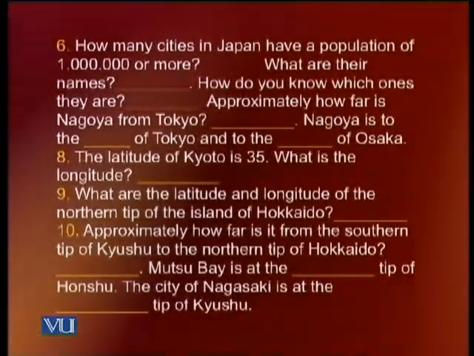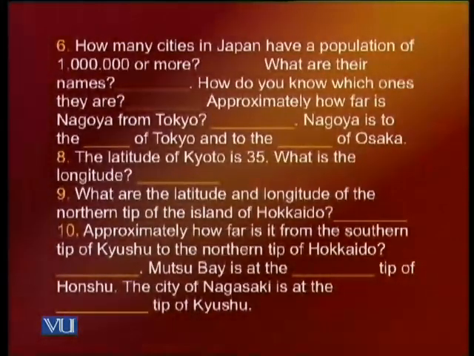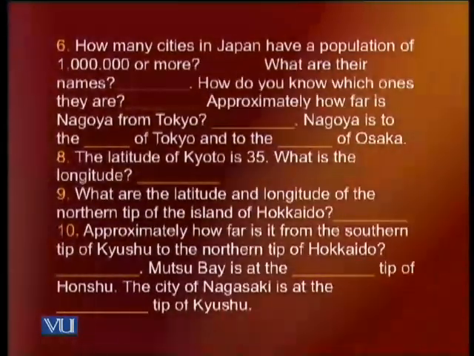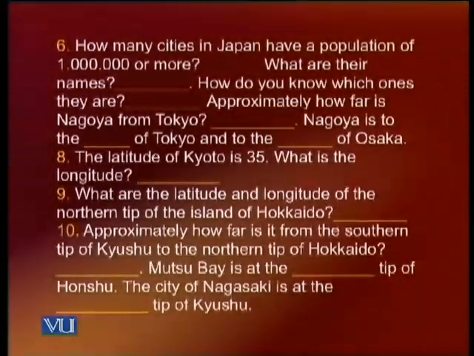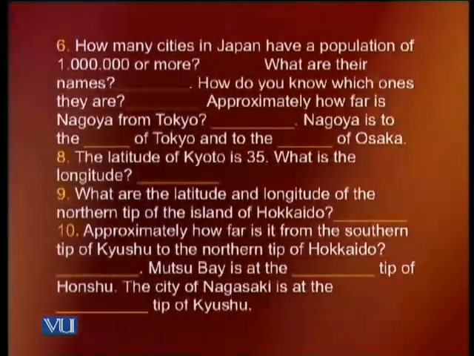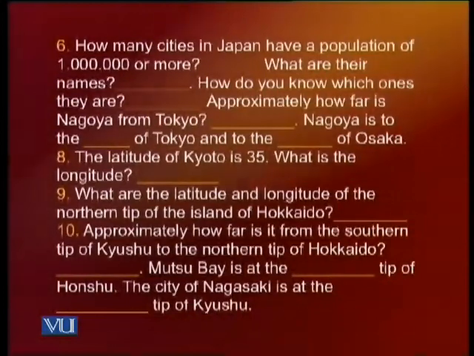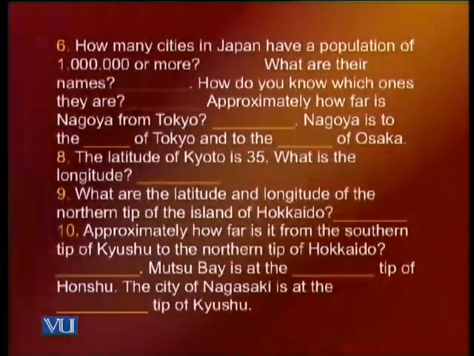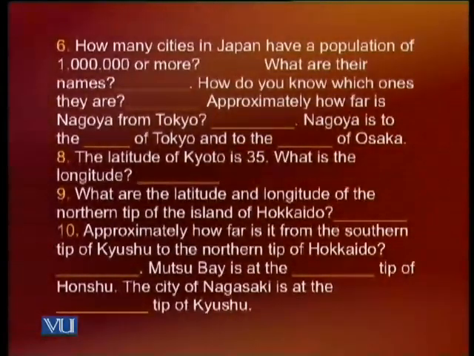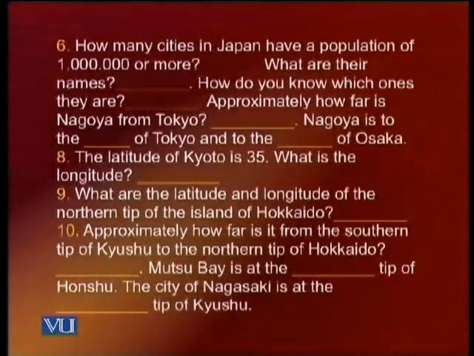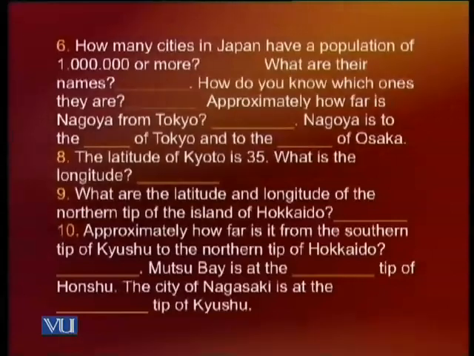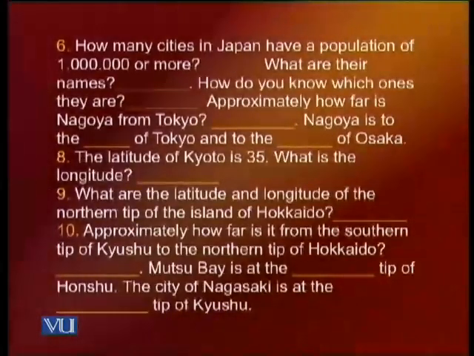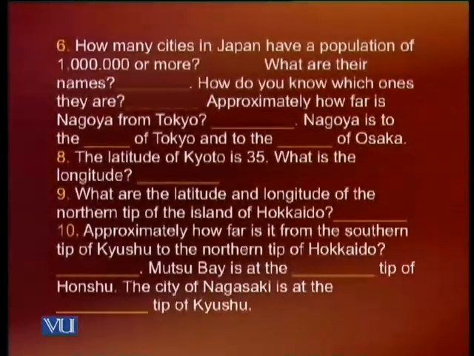How far is Nagoya from Tokyo? It's approximately 390 kilometers. Number 8. The latitude of Kyoto is 35. What is the longitude? Number 9. What are the latitude and longitude of the northern tip of the island of Hokkaido? Number 10. Approximately how far is it from the southern tip of Kyushu to the northern tip of Hokkaido?